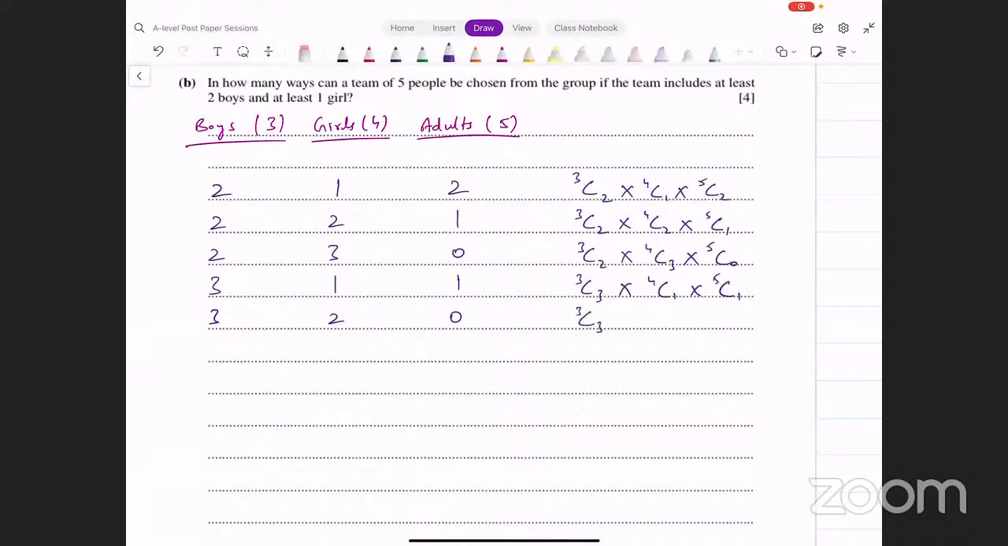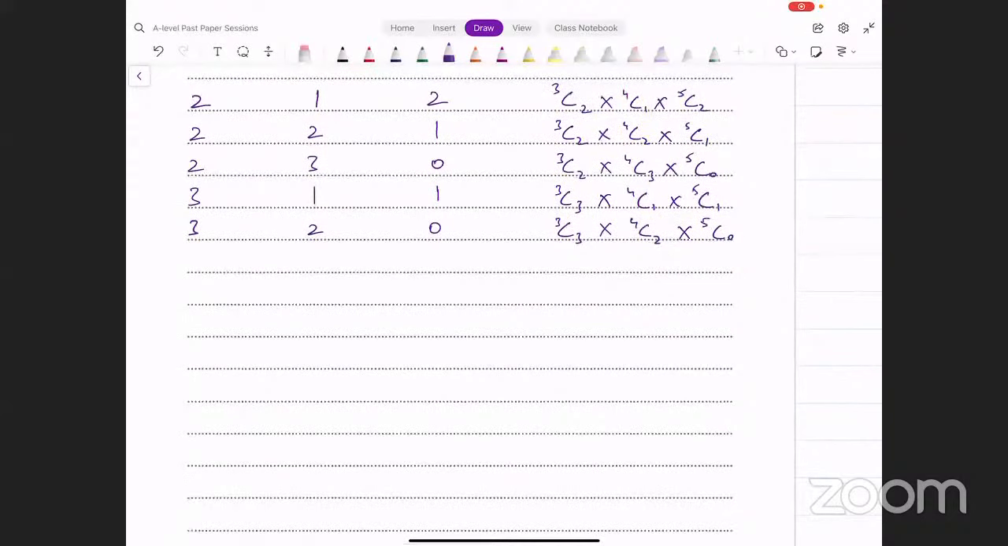3C3 into 4C2 into 5C0. When you're calculating this, it might help to remember that NC1 is just N. ऊपर वाला number N हो, नीचे वाला number 1 है, तो ये आपके पास N value होती है इसकी. ठीक है, जो भी ऊपर वाला number होता है वो आ जाता है.